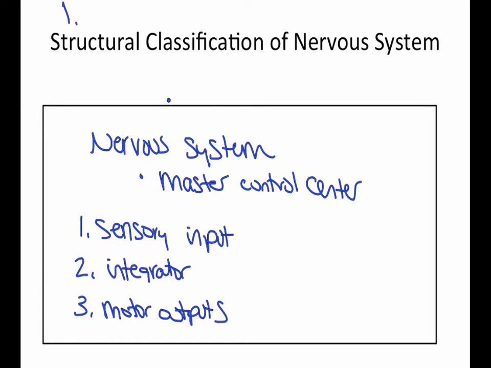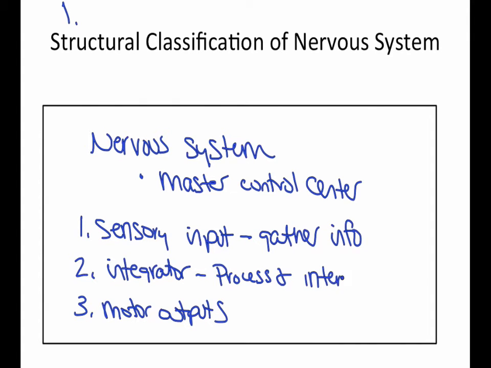So we're again in number 1, the top box, the very first one. So sensory input really means that the nervous system has a job of gathering information. So it gathers information. The integration part means that it's going to process and interpret information. And then the motor output really deals with the response. So the nervous system is the master control center, and these are the 3 major jobs of that.